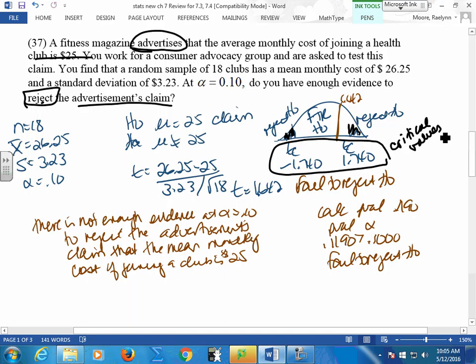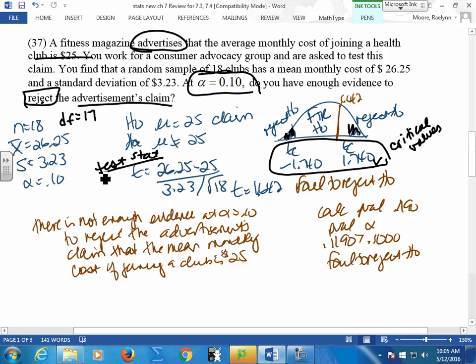Where do they come from? The table 5. So I need to know how many is in my sample. 18. My degrees of freedom is 17. Which one do I follow? One tail or two tail? Two tail. 0.10 level of significance, degrees of freedom, and I get one positive value. I know my chart, my graph is symmetric, so I put the negative on the other side. Those are my critical values. That's where I'm going to test against. My test statistic says this.